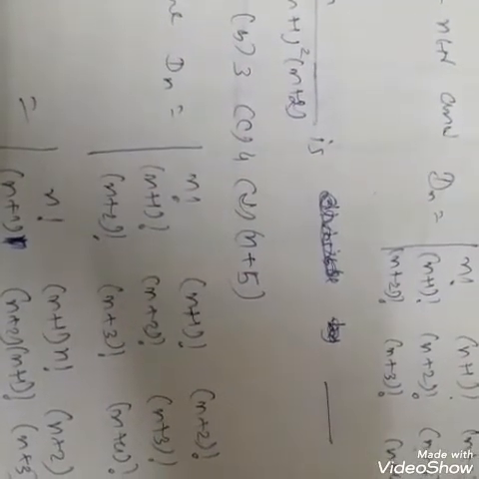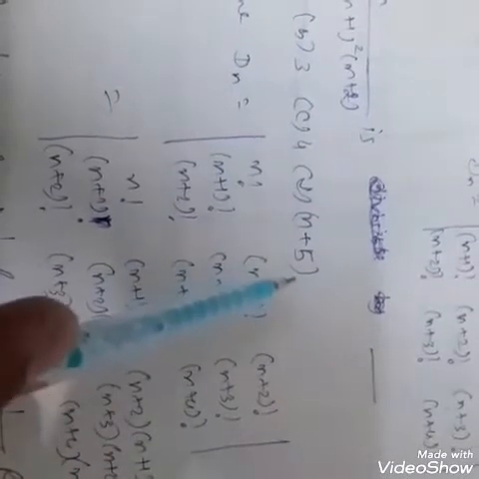Then Dn upon (n factorial)^3 into (n plus 1)^2 into (n plus 2) is the determinant with rows 2, 3, 4, otherwise n plus 5. So here Dn is given. We know that n factorial can be written as n into (n minus 1) factorial. So we apply this formula in this given determinant.